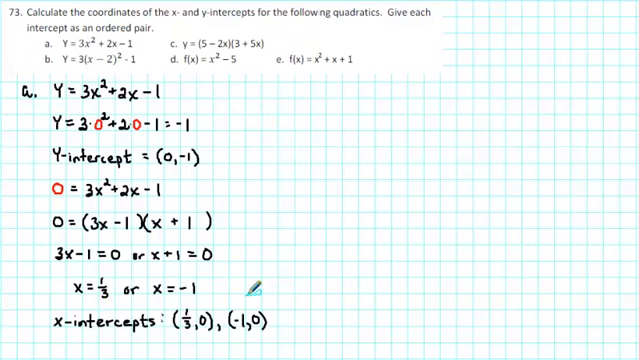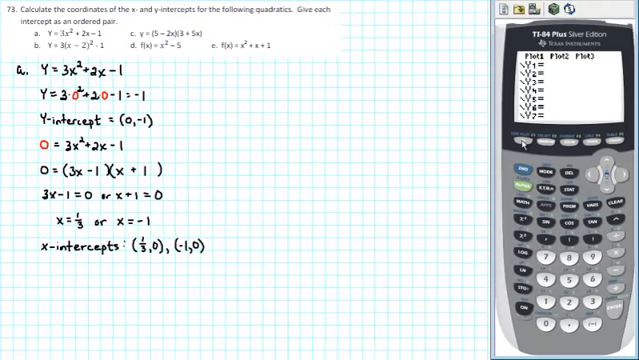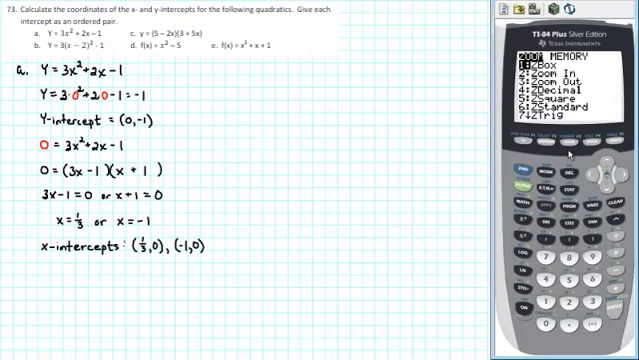We can use our calculator to visually check our results. First of all, we go to y equals to enter our function. We enter 3x squared plus 2x minus 1. We then create a good viewing window. I'm going to select zoom and then number 4, zoom decimal.